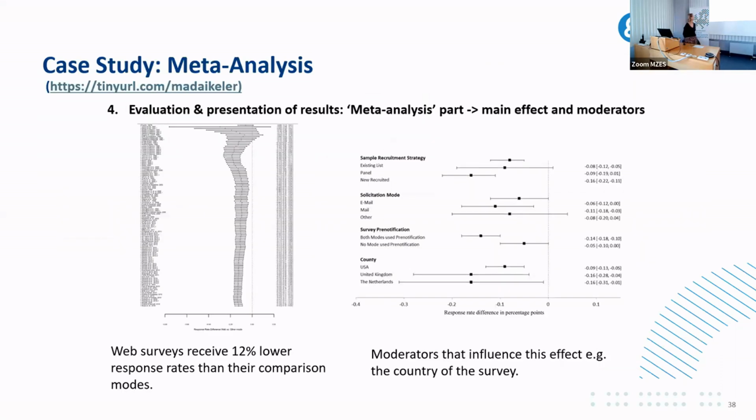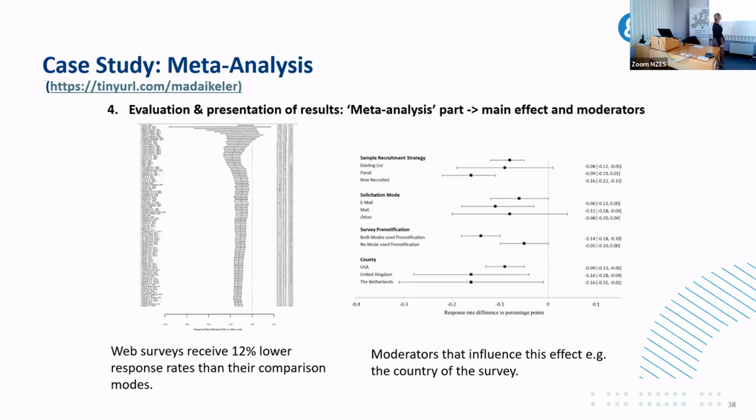And then in the very end, we had this nice graph which tells us, beginning from the year, I think it was a cumulative graph, what happens over time. You see here the little pointer, which is the mean difference between web and other survey modes, and it basically stayed the same for a lot of years. Then in the year, what was it, 2019 or something, web surveys received 12% lower response rates than their comparison modes. And then we wanted to ask, why is this the case?